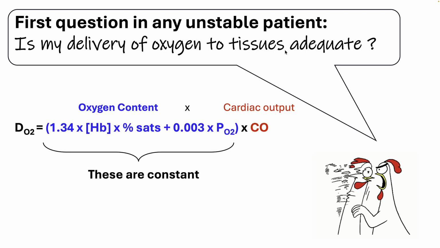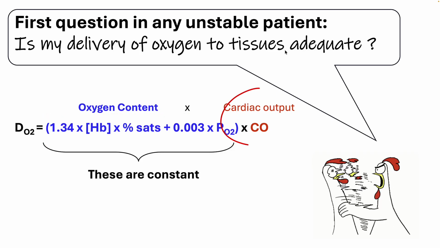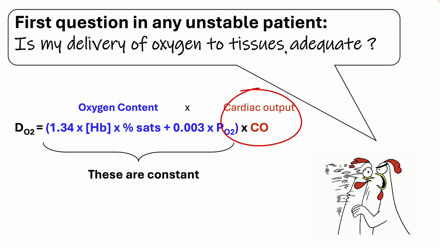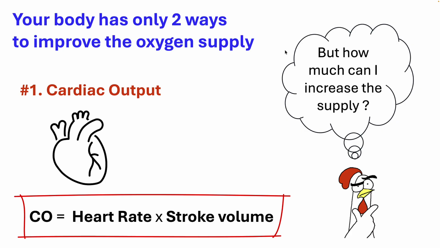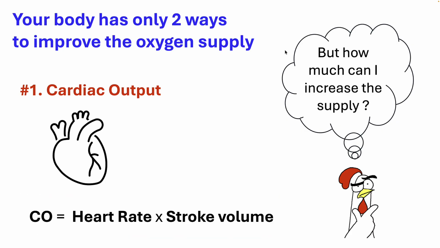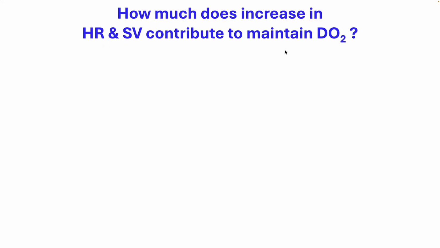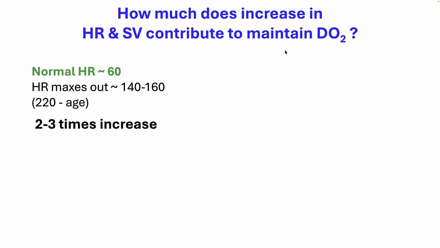Now, looking at the equation, you can see that the oxygen content is mostly constant. So the only variable your body can use to improve the supply would be the cardiac output. We know that cardiac output is nothing but heart rate times stroke volume. So let's see how much of the supply can be increased by the cardiac output. A normal heart rate is around 60 and it maxes out between 140 to 160. And this you can calculate by 220 minus age. That gives you the max heart rate.